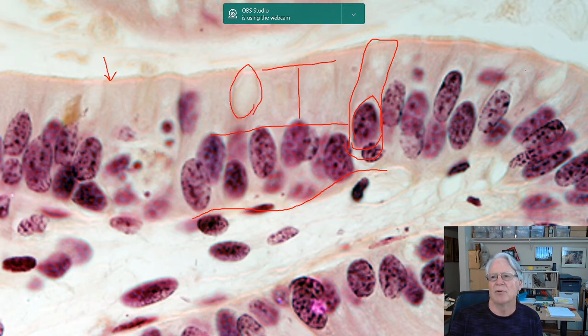Over here, goblet cell. This is actually the mucus, the sac of mucus inside the goblet cell. So typically that's what you're going to see. It's not always easy to see the cell itself.